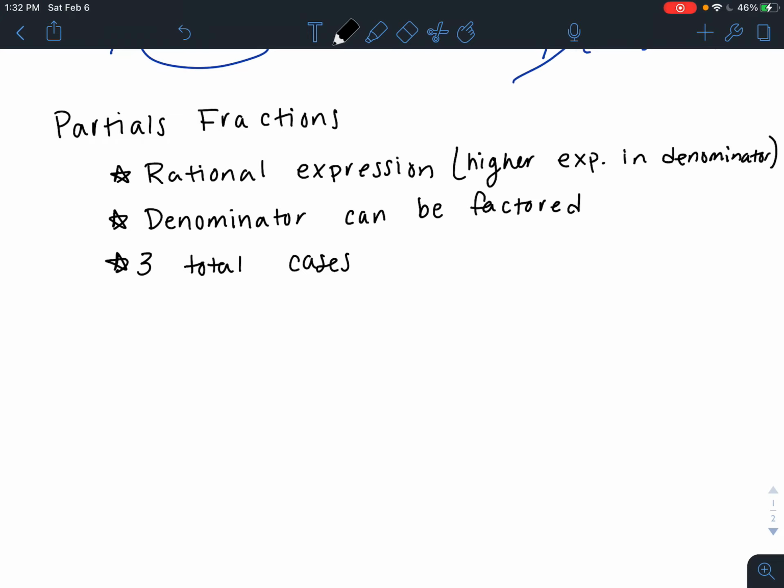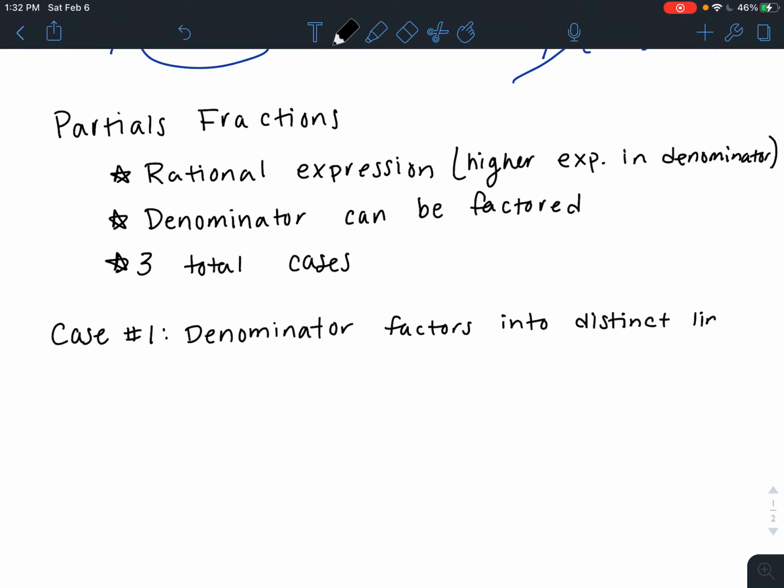And by cases, I mean there's 3 basic scenarios that have different solving techniques in them and how you set them up. But case 1 is the most basic. So when we're using case 1, I wish I could write today. Case number 1. That's when our denominator factors into distinct linear factors.